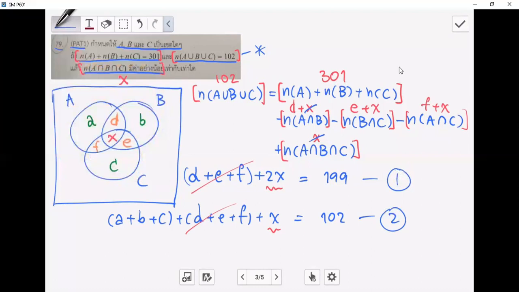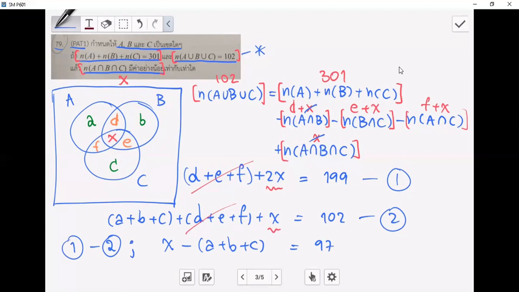2 minus 1, right? Oh no, sorry, 1 minus 2, because 1 is bigger than 2. 199, 102. So I do equation 1 minus 2. So I'm going to have 1 minus 2, right? 2x minus x, we have x. And then minus that, a plus b plus c. And the other side, 199 minus 102, that will be 97.